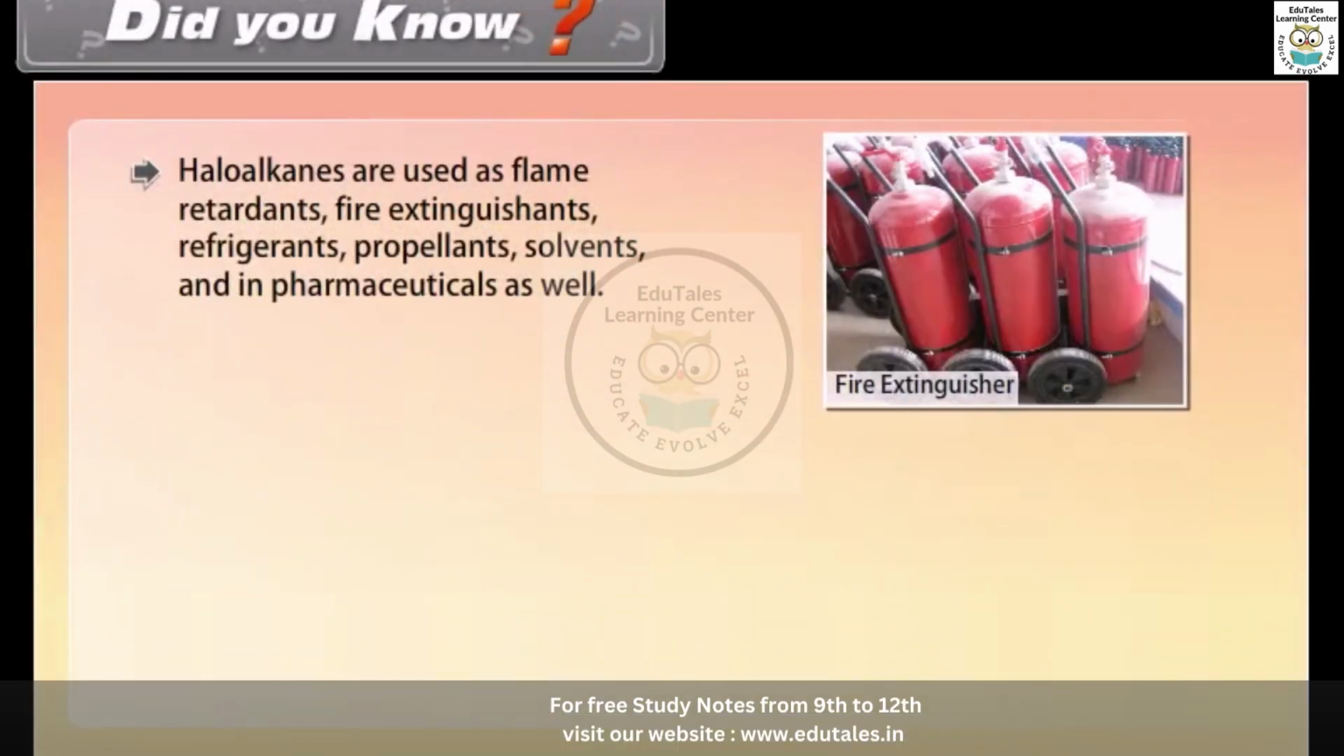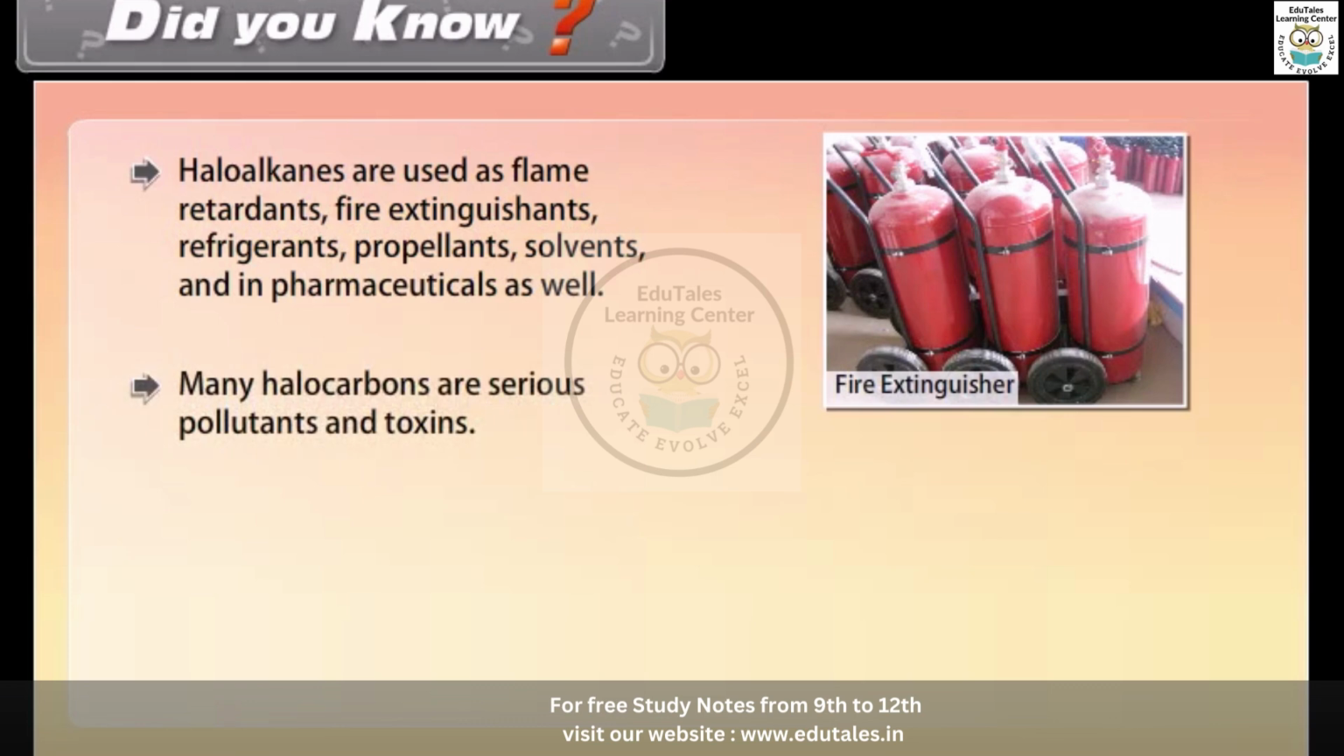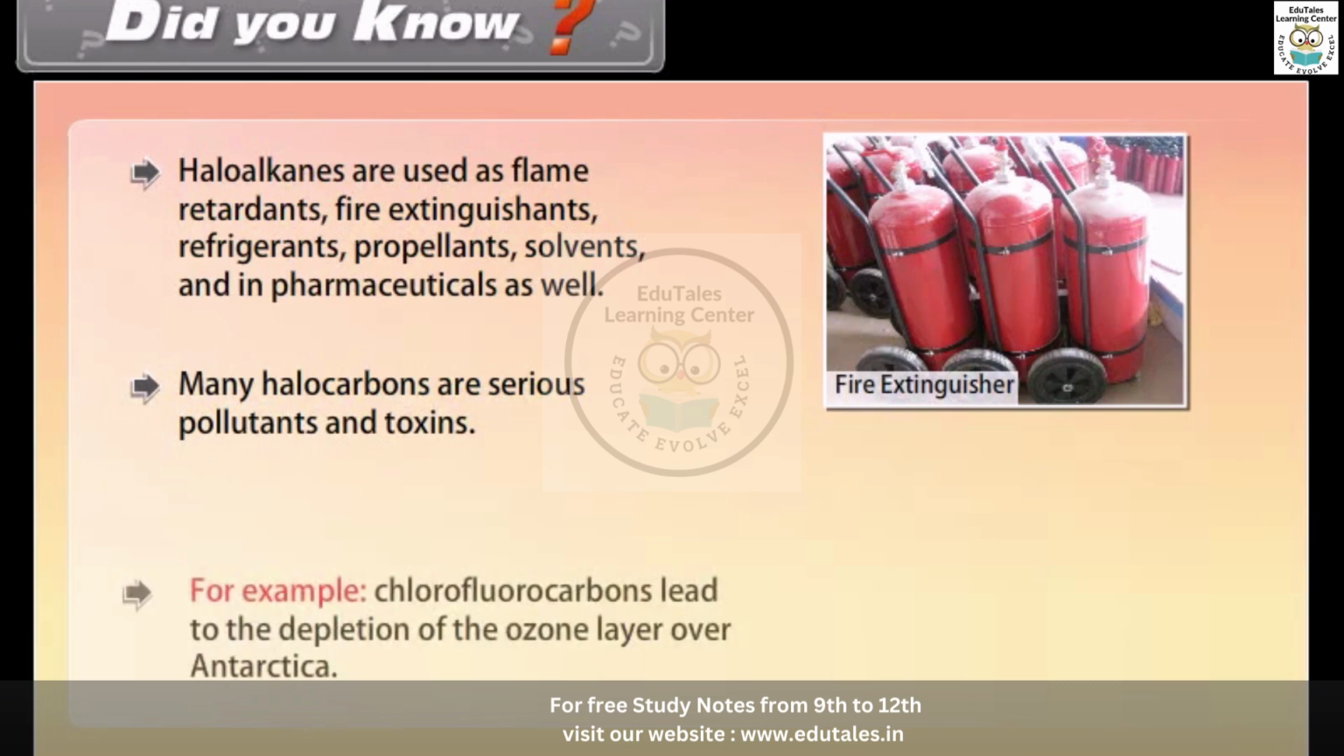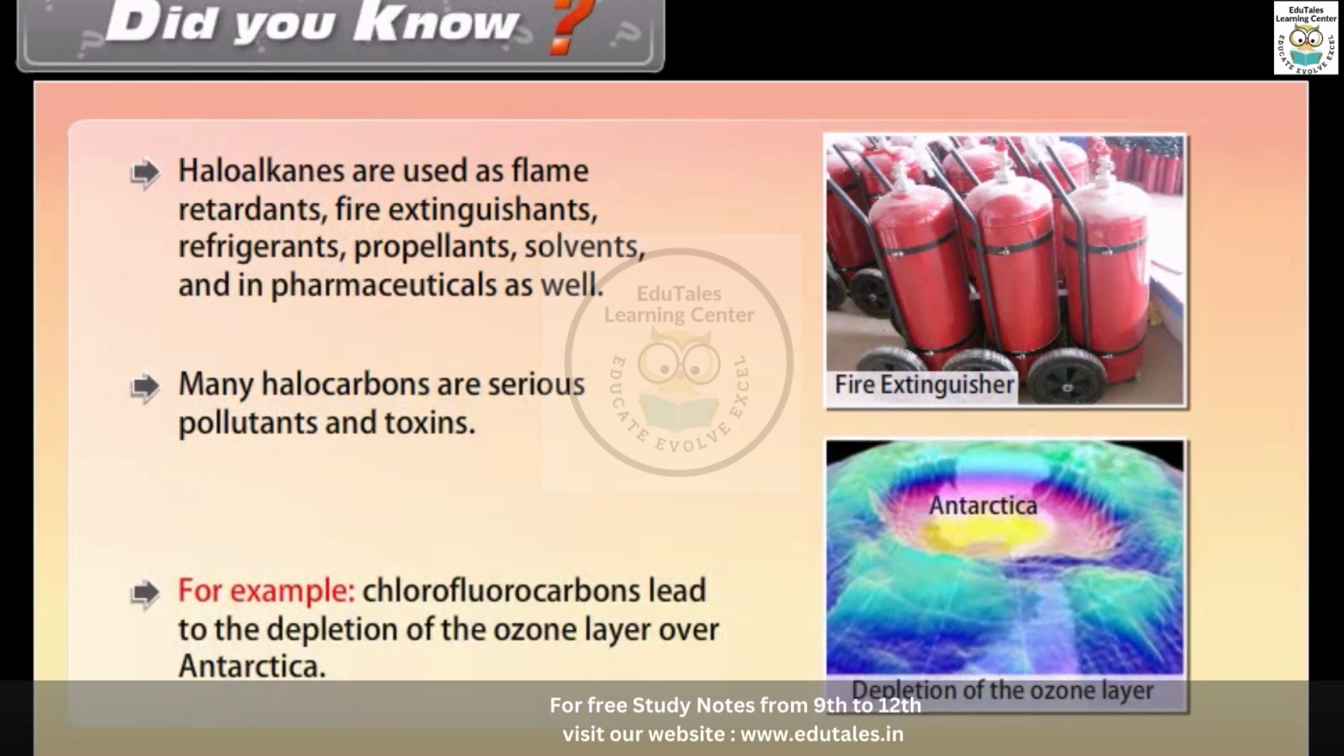Did you know haloalkanes are used as flame retardants, fire extinguishants, refrigerants, propellants, solvents, and in pharmaceuticals as well? Many halocarbons are serious pollutants and toxins. For example, chlorofluorocarbons lead to the depletion of the ozone layer over Antarctica.